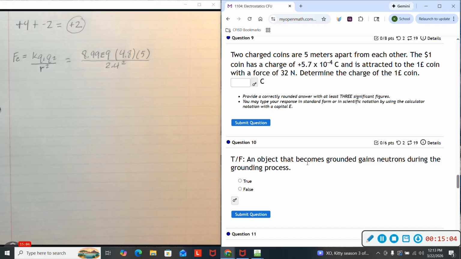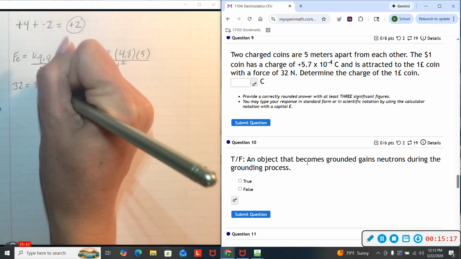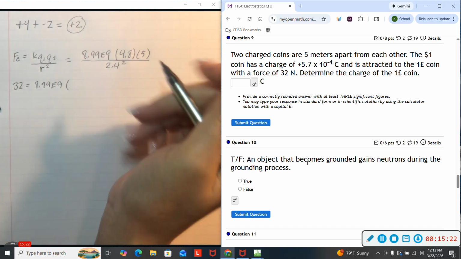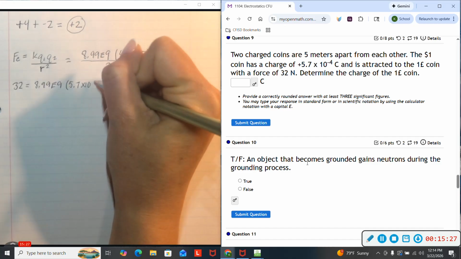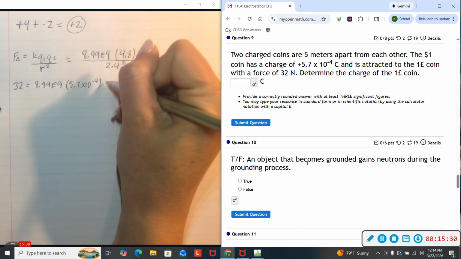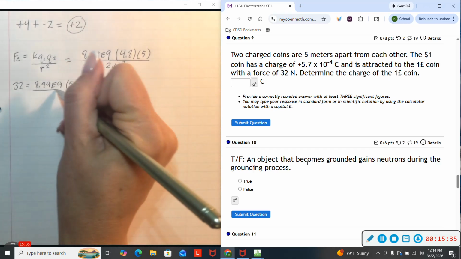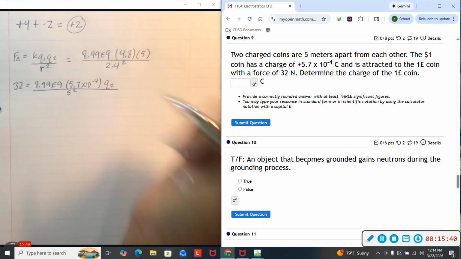This is going to be another calculation involving Coulomb's law, but this time we're solving for the amount of charge of one of the objects instead of the force between them, because they actually gave us the force. 32 newtons equals my constant 8.99 times 10 to the 9th multiplied by my charges. I only have one of them because I'm trying to solve for the other, 5.7 times 10 to the negative fourth, and then I have Q2, which is what we're solving for. And then all of this is over the distance between them squared, which is going to be 5 squared.